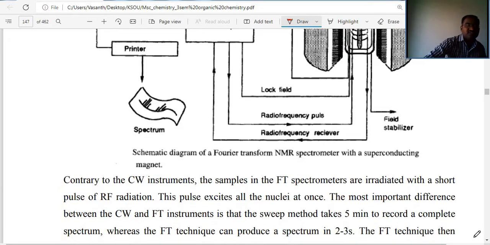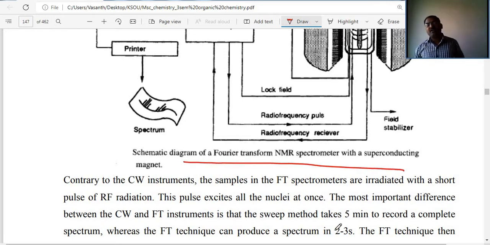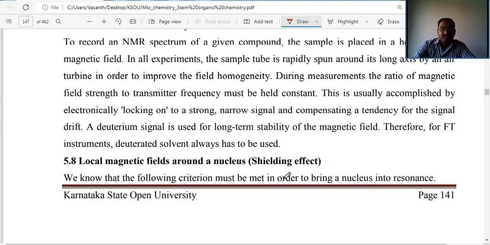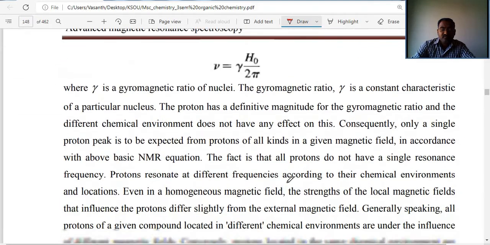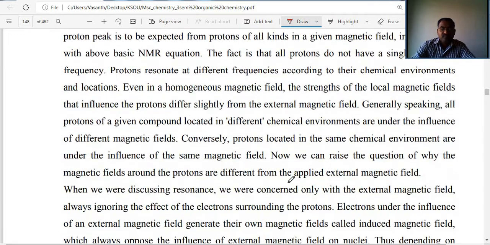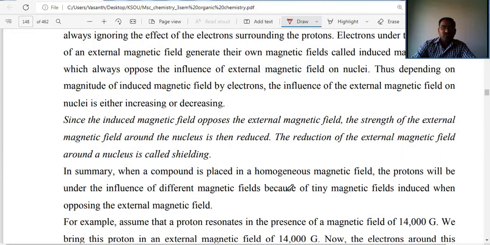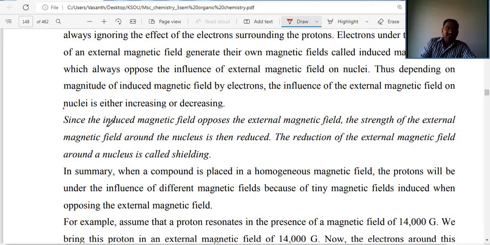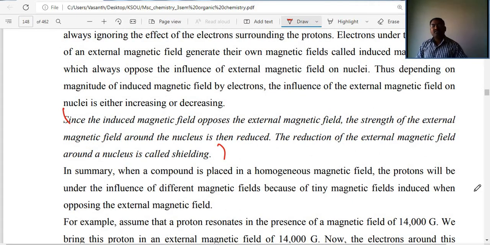Please go through that schematic diagram of a Fourier transform NMR spectrometer with a superconducting magnet. Shielding and de-shielding I am going to explain.